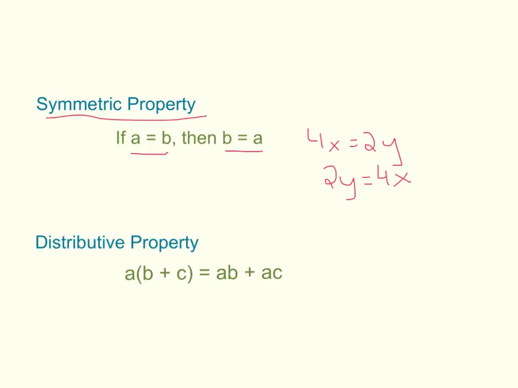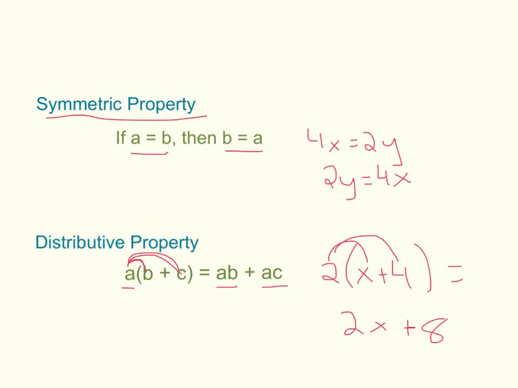And then the distributive property we will expand on more in a later lesson. But if you have a number out in front like this, you're multiplying that by both terms inside parentheses. So this would be equal to a times b plus a times c. For example, if you have 2 times the parentheses x plus 4, it equals 2 times x plus 2 times 4, which is 8.